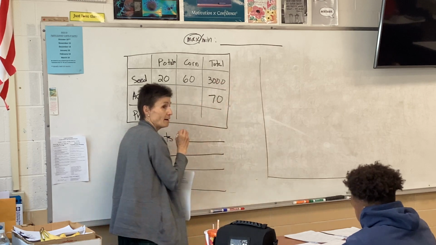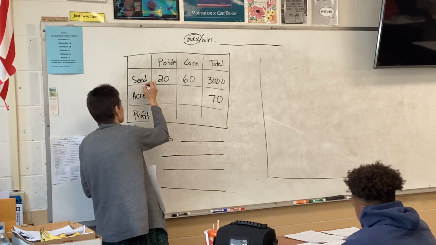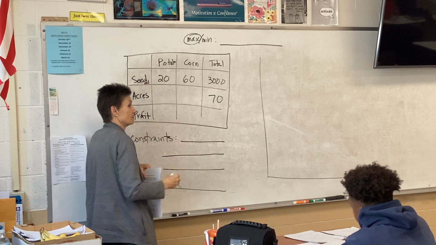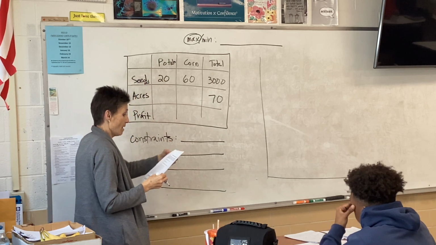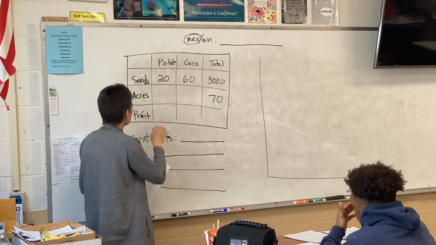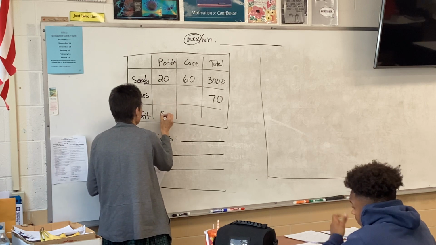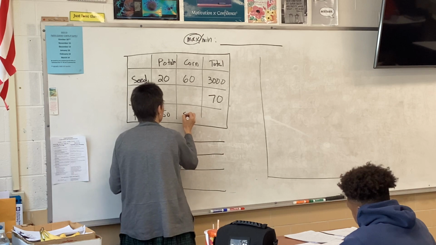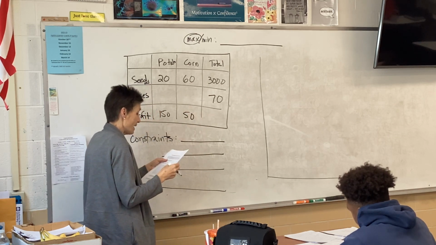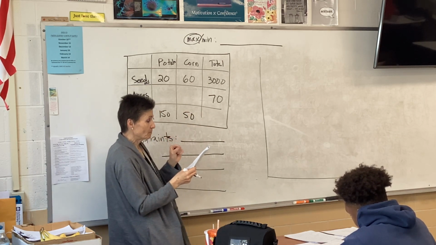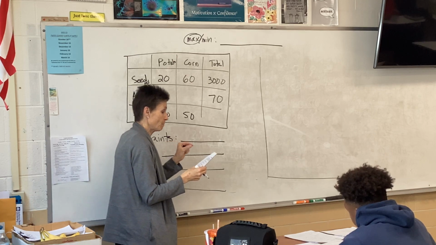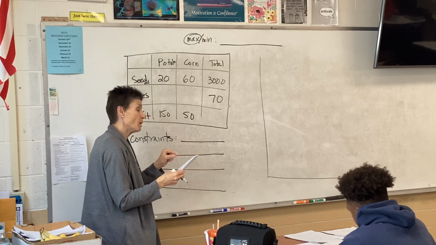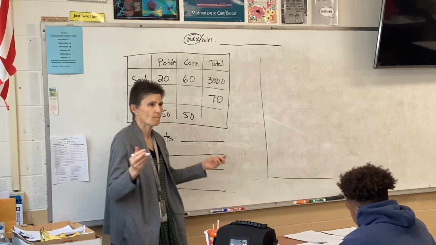Would everybody agree with that? This is like seed cost. The profit for potatoes is 150, and the profit for corn is 50. And I want to find the optimal solution for the problem. What do you think that even means? What is this farmer trying to do?